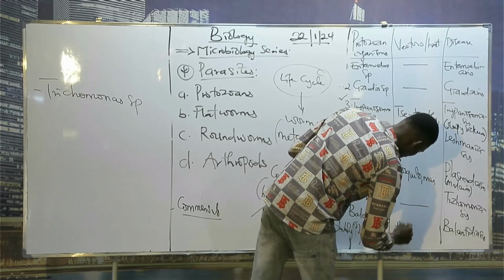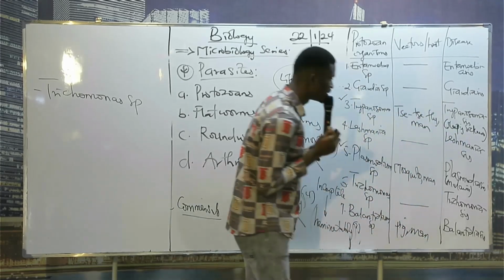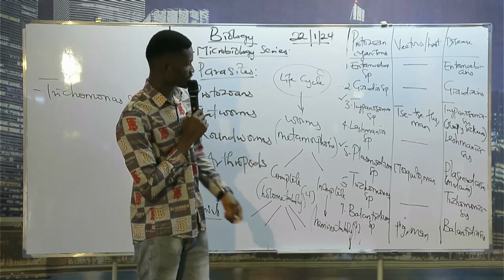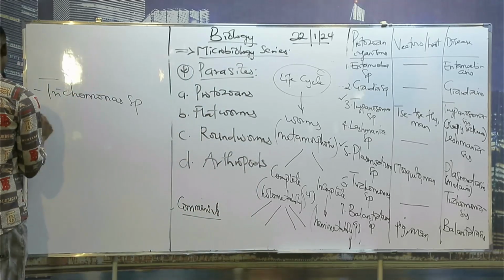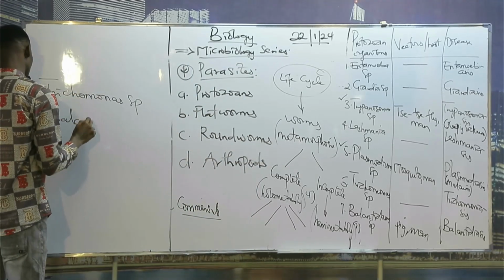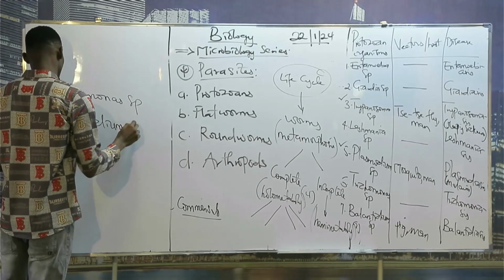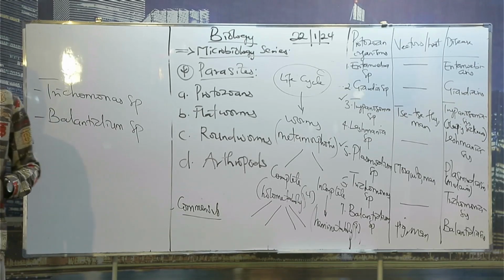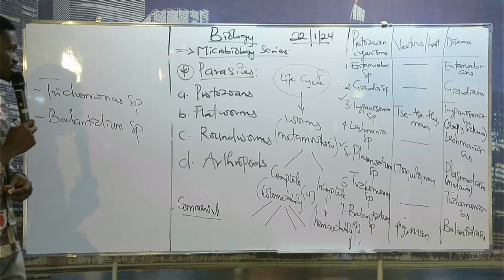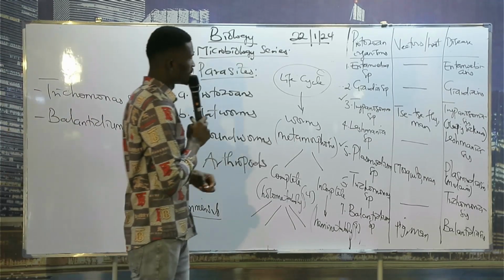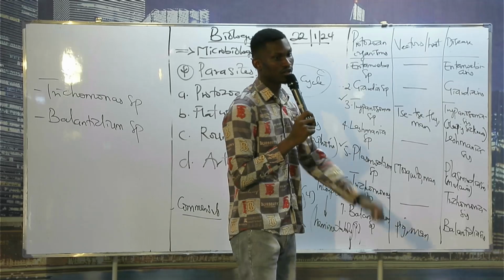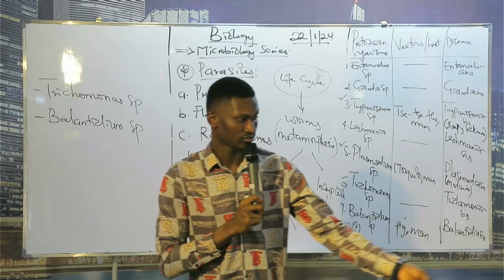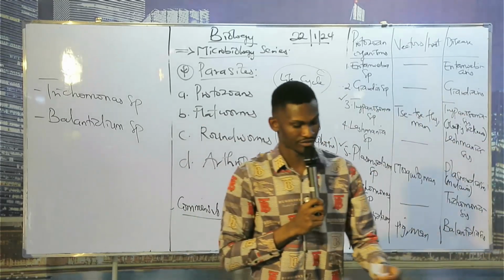Then we have pig and man. Is there anyone who cannot see the spelling? The last one is Balantidium sp. This sp means they have other names. Okay, so are we done writing? Please, let's be fast.